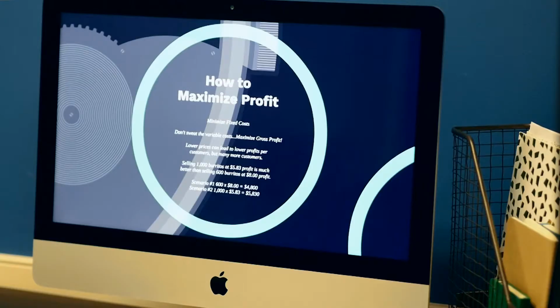If you can keep your rental expenses low, insurance payments low, and all of your fixed costs low, your break-even point will be lower, so you can do less business while still being profitable. And the second most important thing to maximizing profit is to actually maximize your gross profit. Don't worry about your variable costs, and I'll kind of explain this a little bit. So lowering prices can lead to lower profits per customer, but many more customers.